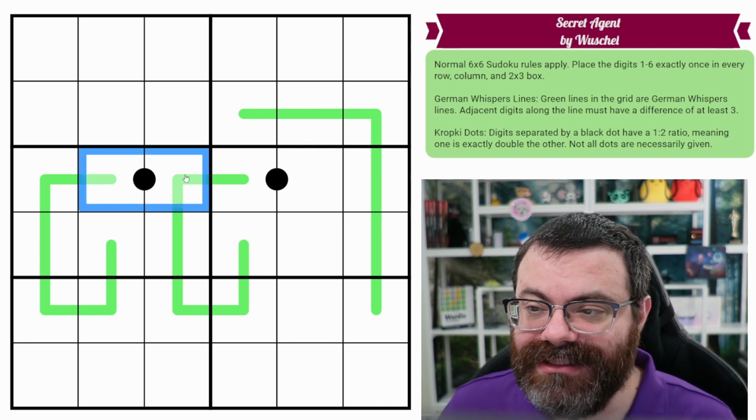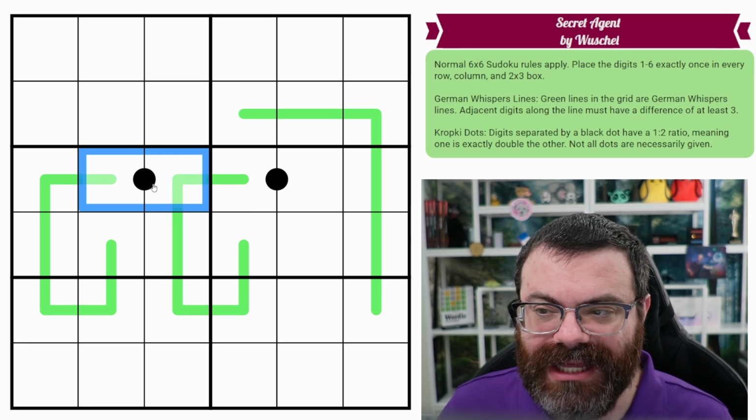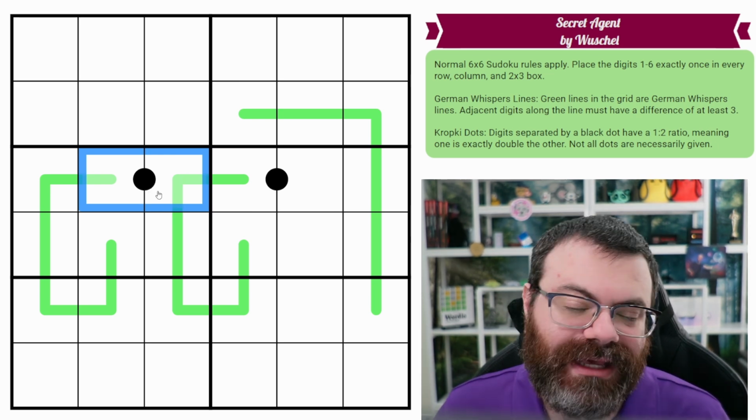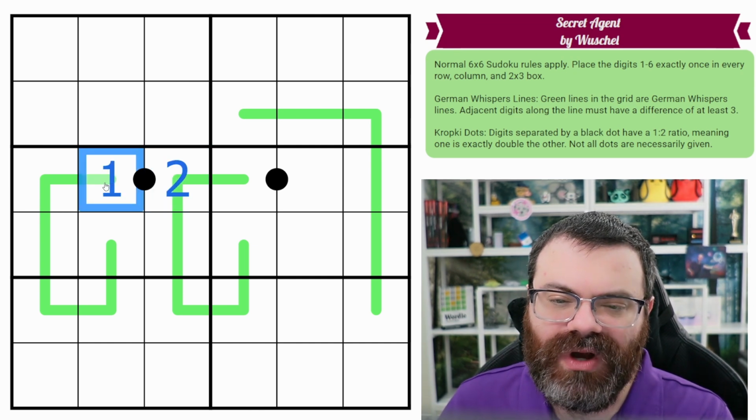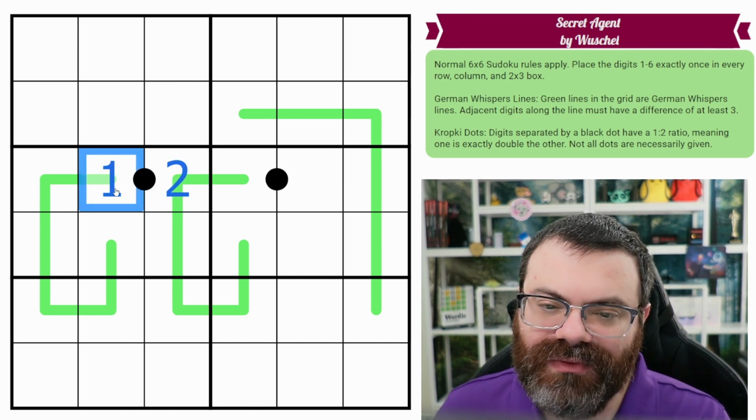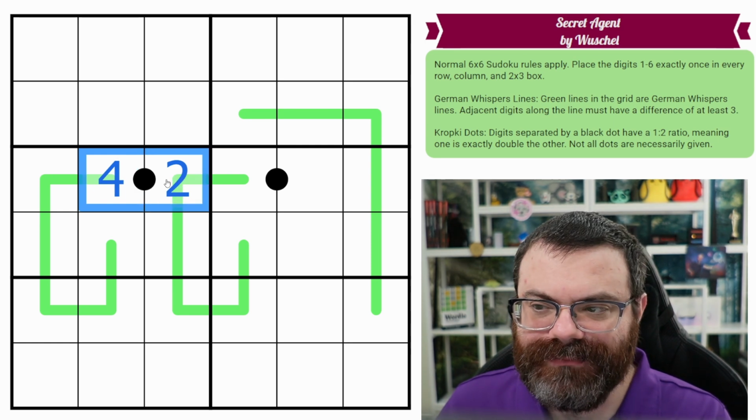And then we also have these black dots. So digits separated by a black dot have a 1 to 2 ratio. That means one's exactly double the other. So if there was a 2 here, this could be a 1 because 2 is double 1, or this could be a 4 because 4 is double 2.